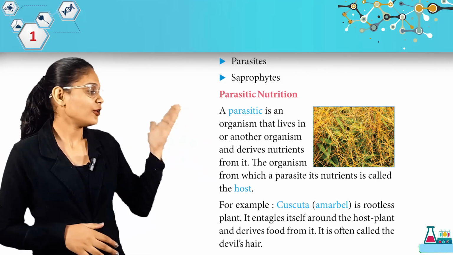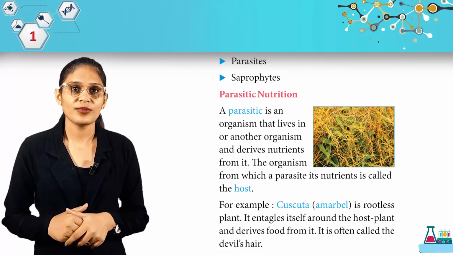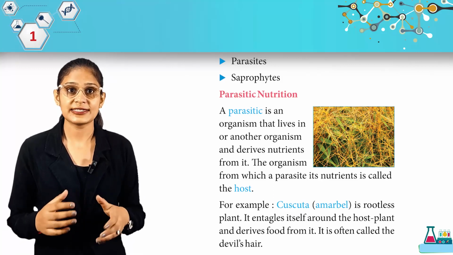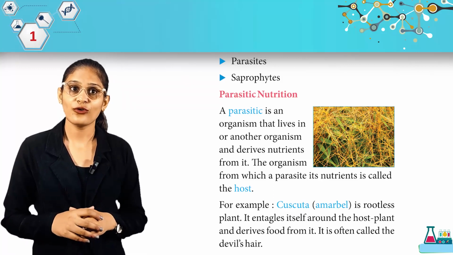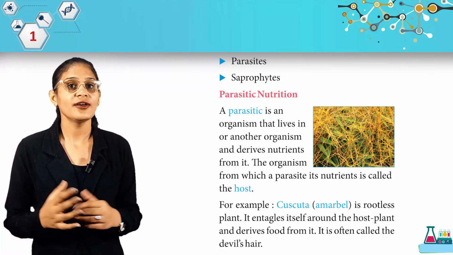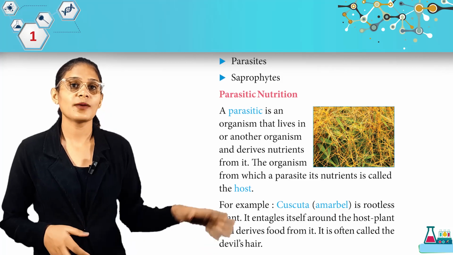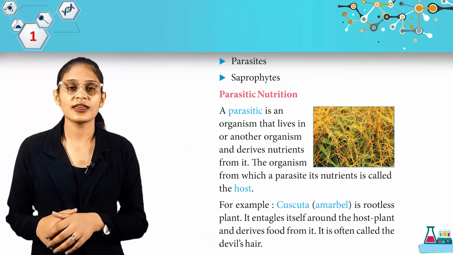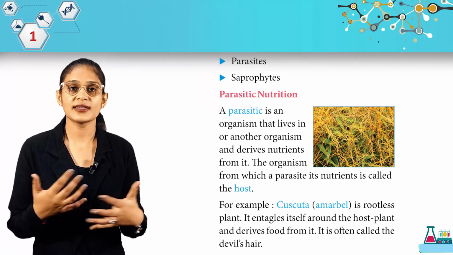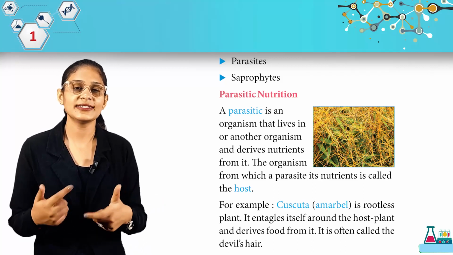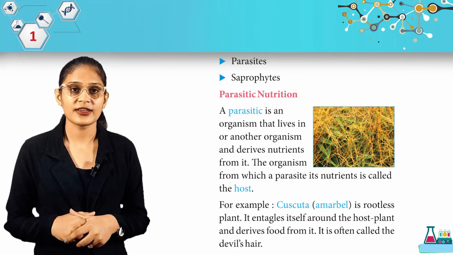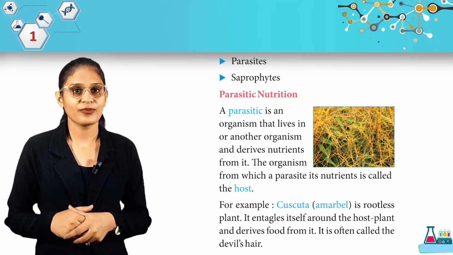Get it? For example, we have Cuscuta, amarbel, a rootless plant. It entangles itself around the host plant and derives food from it. It is often called the devil's hair. So students, आपको एग्जाम्पल दिया गया है अमरबेल का कि वो रूटलेस प्लांट होता है, वो प्लांट्स के चारों तरफ खुद को क्या कर लेता है? इंटेंगल कर लेता है होस्ट प्लांट के चारों तरफ, और उसको हम डेविल्स हेयर भी बोलते हैं.